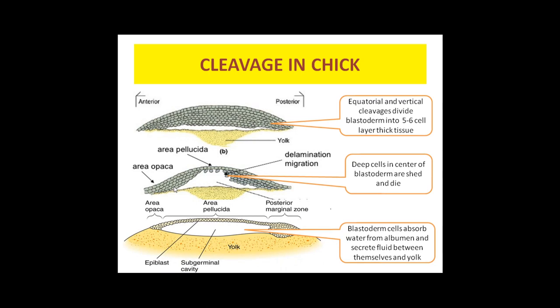As cleavage proceeds, the blastoderm cells absorb water from albumin and secrete fluid between themselves and the yolk, giving rise to the cavity called subgerminal cavity.